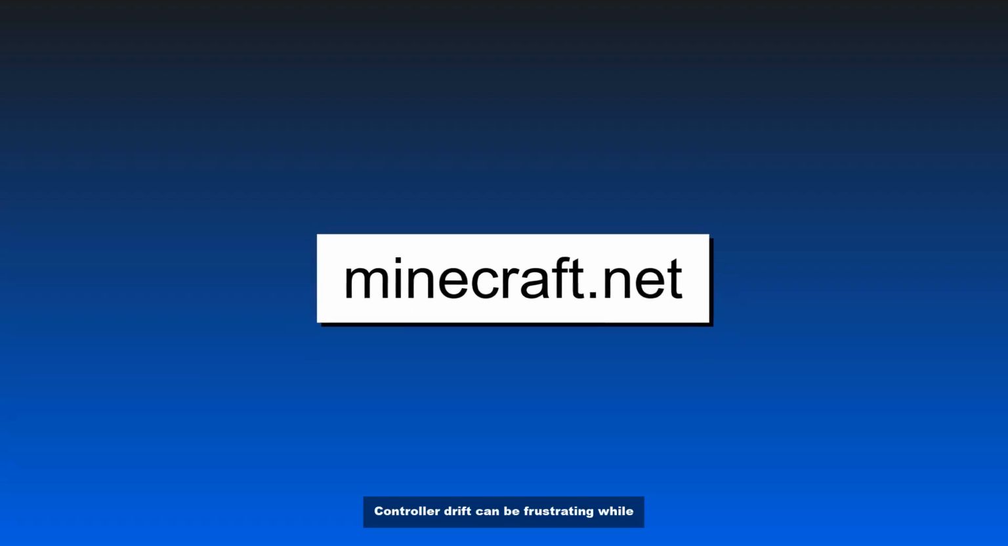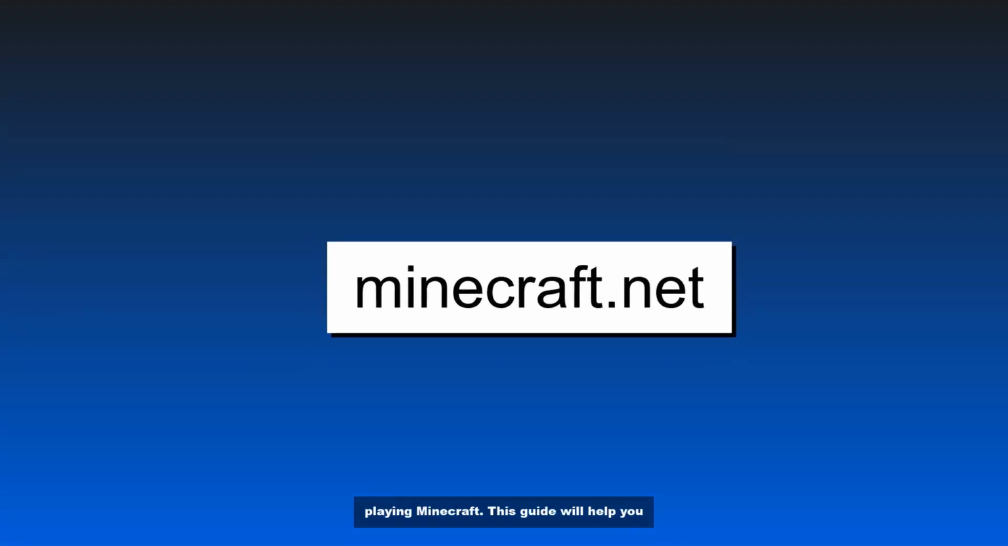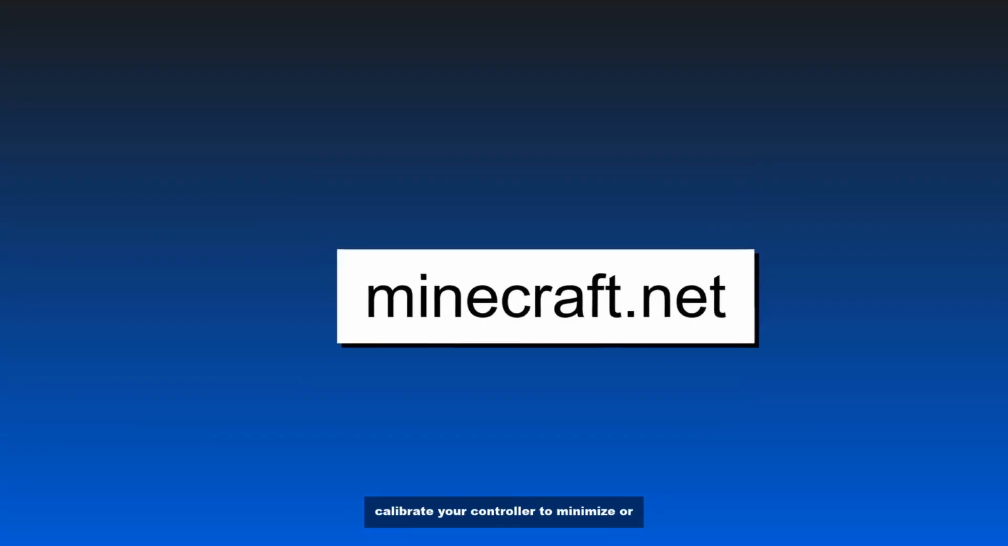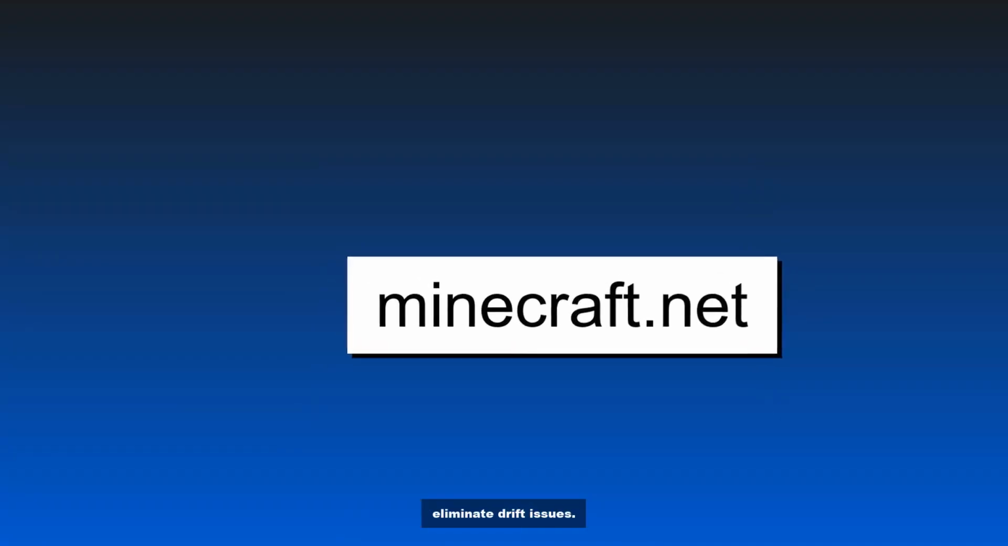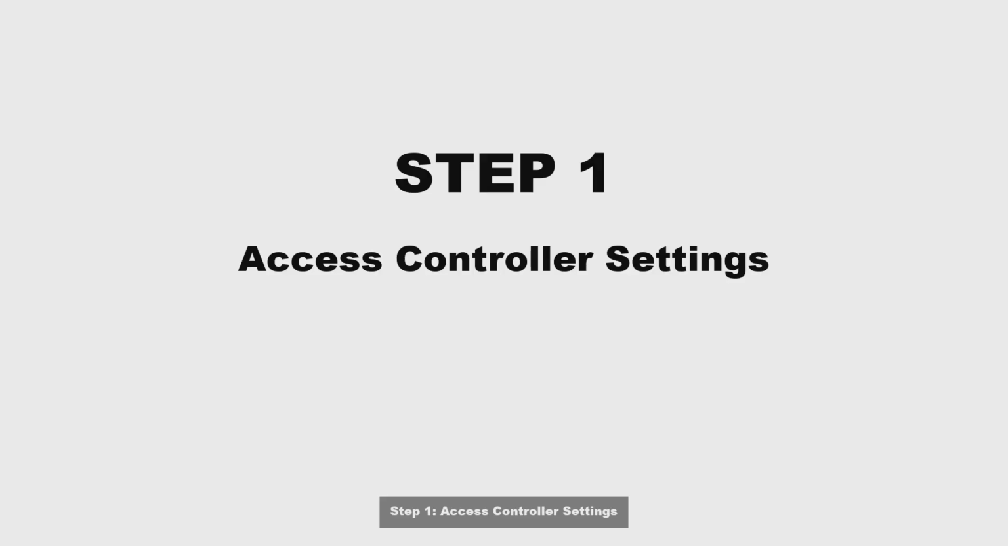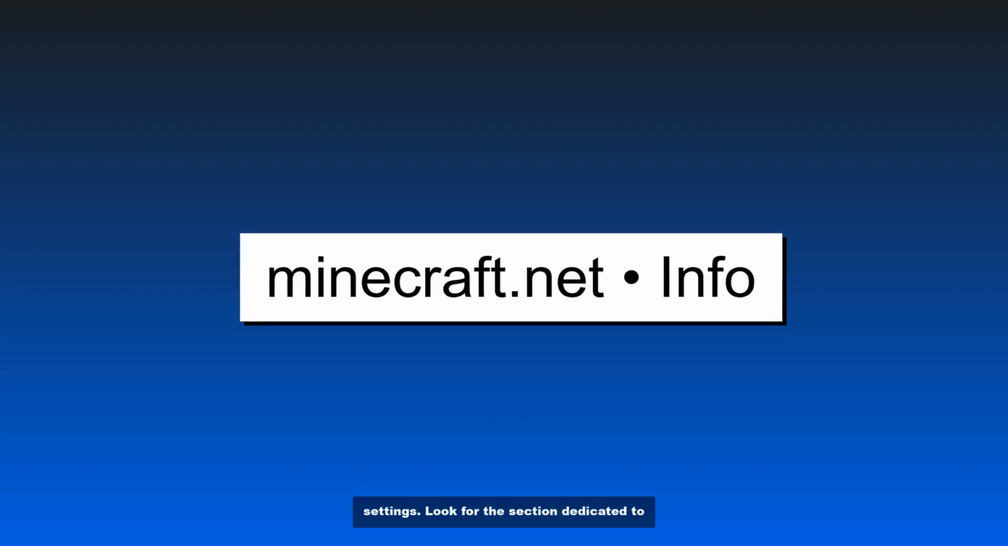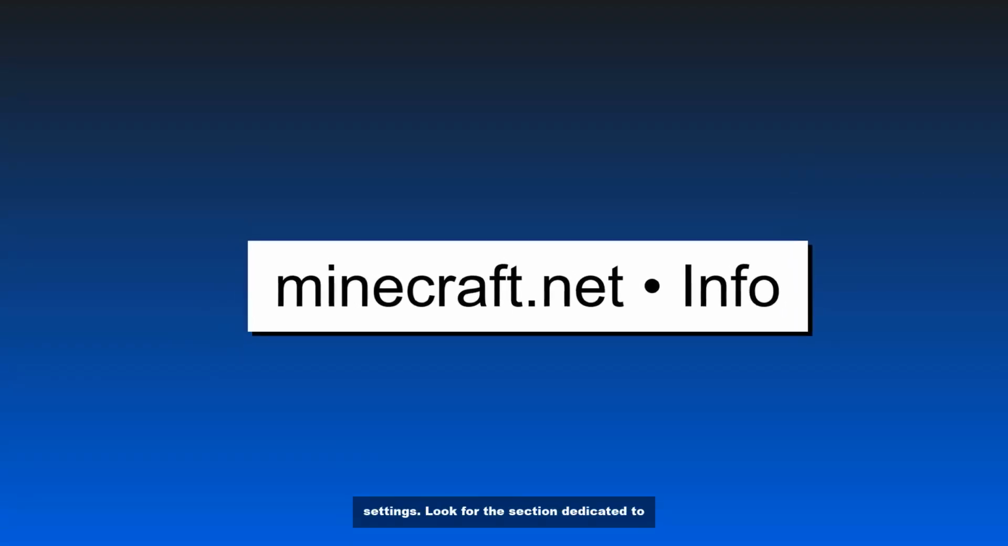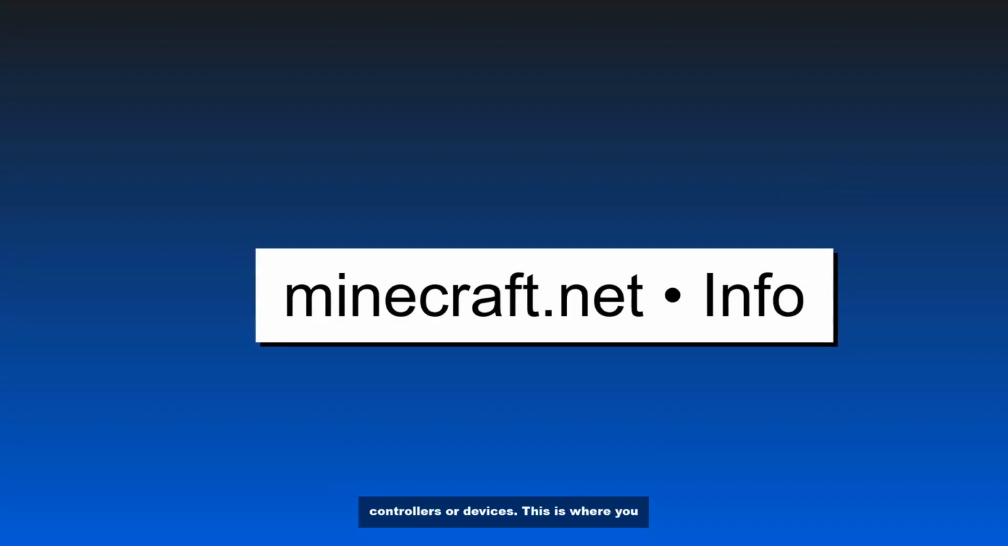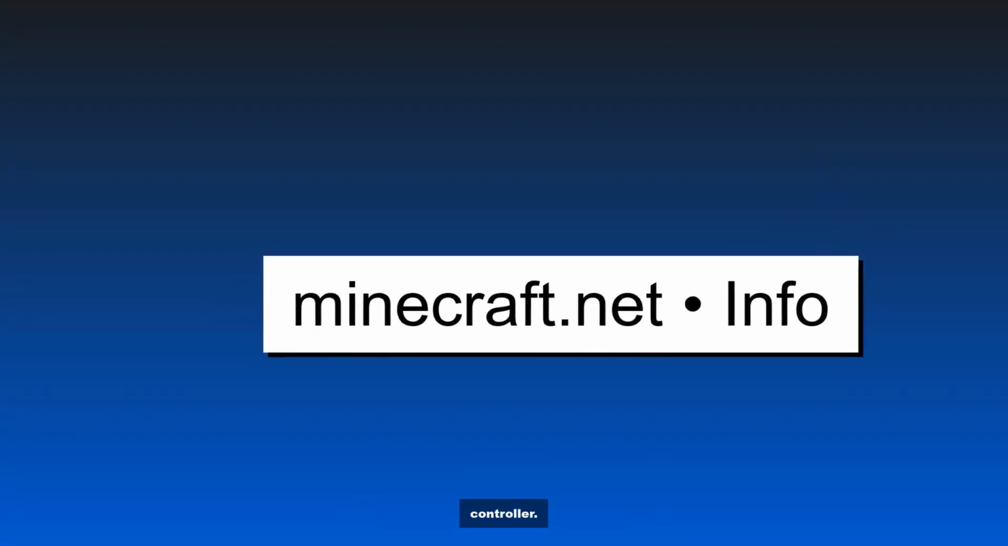Controller drift can be frustrating while playing Minecraft. This guide will help you calibrate your controller to minimize or eliminate drift issues. Step 1. Access controller settings. Navigate to your gaming console or PC settings. Look for the section dedicated to controllers or devices. This is where you will find options to calibrate your controller.